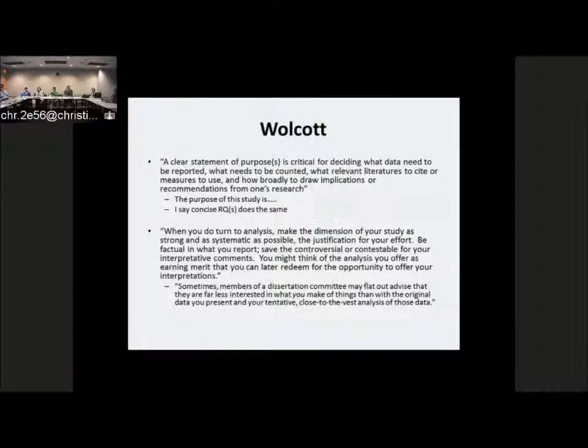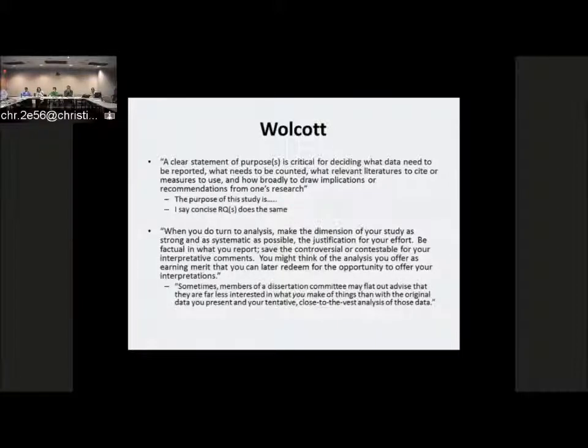Your research questions, your research topic, and concise research questions will do that for you as well. When you do turn to analysis, make the dimension of your study as strong and as systematic as possible. That's what I've been saying, right? It has to be explicit, as detailed, the justification for your effort.